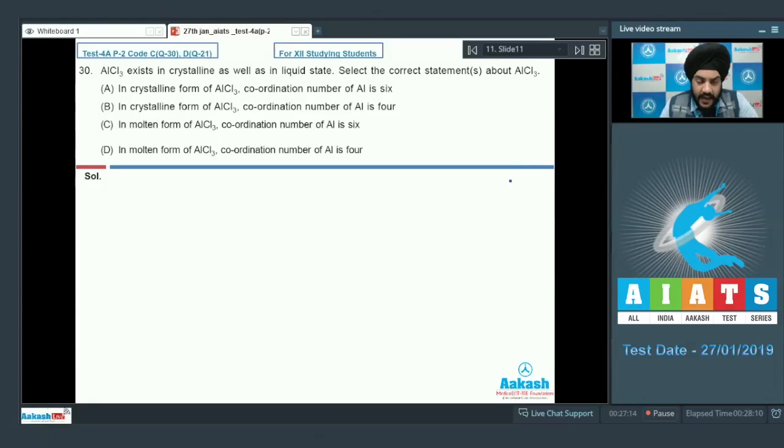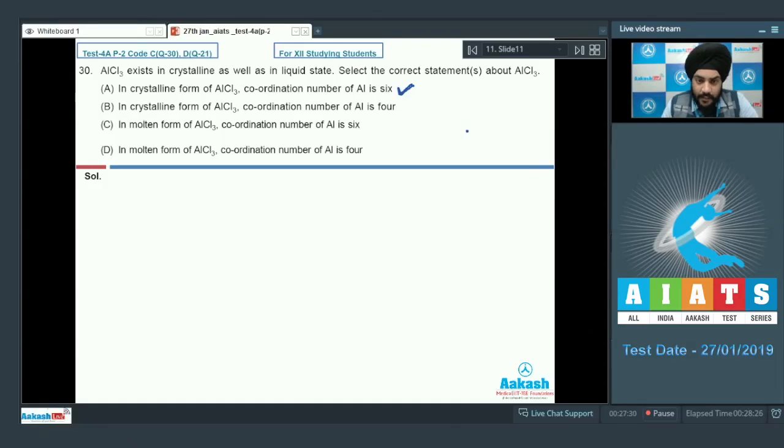Question number 30. AlCl3 exists in crystalline as well as in liquid state. Select the correct statement about AlCl3. This is a fact-based question, students. In the crystalline form of AlCl3, the Al lies in the octahedral hole, so its coordination number is 6.